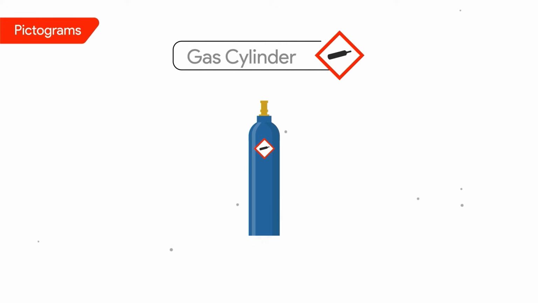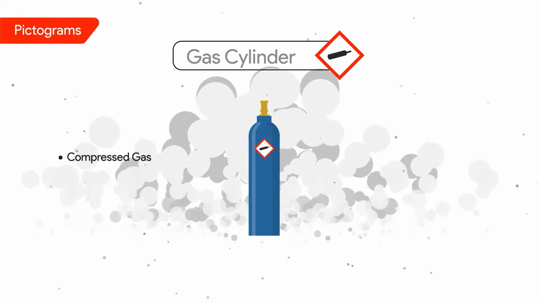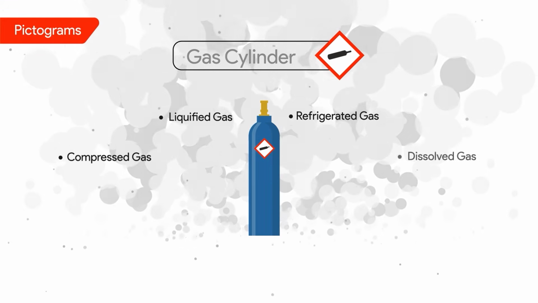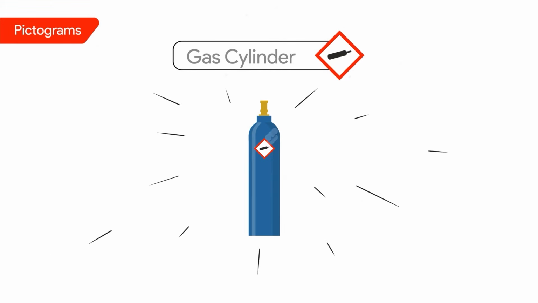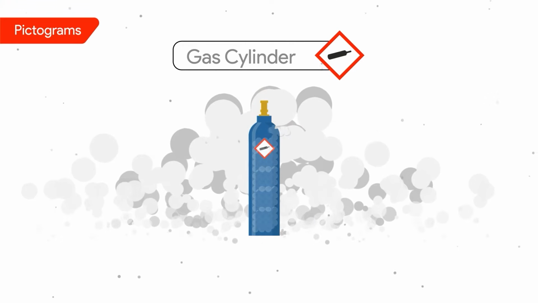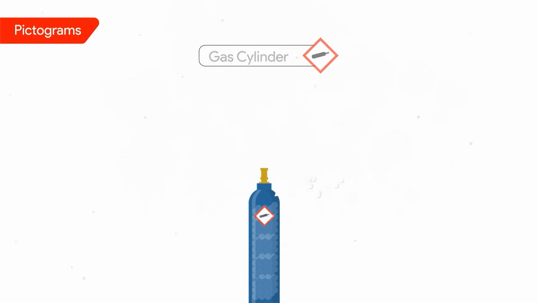Gas cylinder. The gas cylinder pictogram or symbol indicates gases under pressure, including compressed gas, liquefied gas, refrigerated liquefied gas, and dissolved gas. All compressed gases are hazardous because of the high pressures inside the cylinders. Even at relatively low pressure, gas can flow rapidly from an open or leaking cylinder.